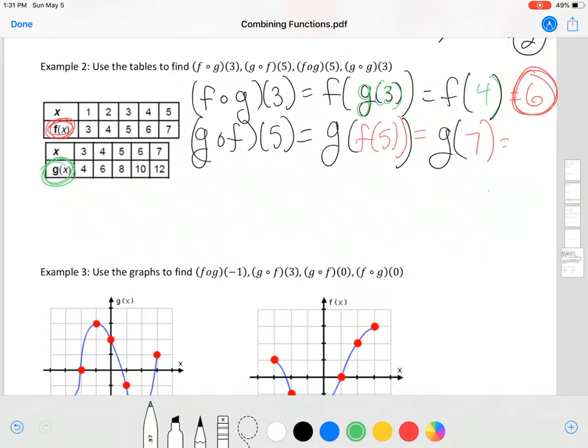But now I'm looking at the green table because now I've got to evaluate g. So now I'm going to look at when x is 7, g is 12. So my final answer is going to be 12.